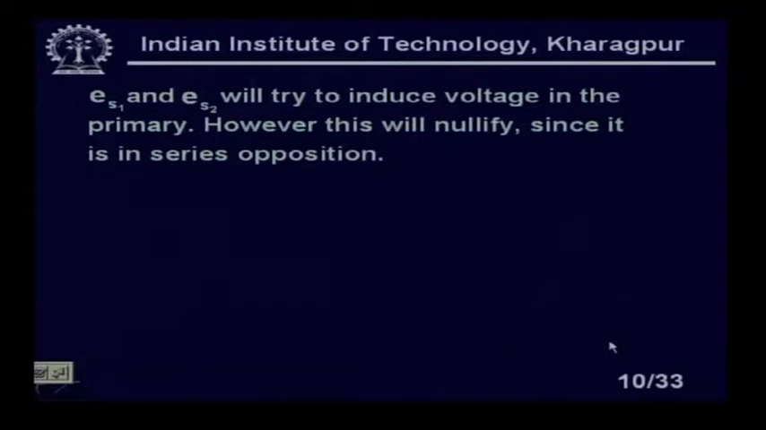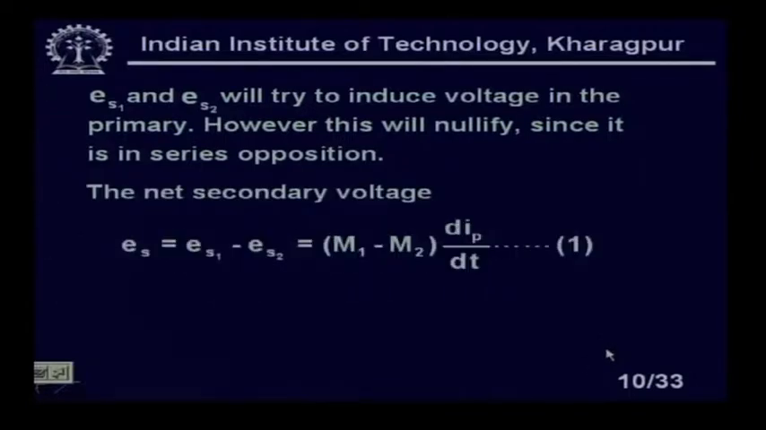So, Es1 and Es2 will try to induce voltages in the primary, however, this will nullify since it is in series opposition. So, that problem is solved. So, the net secondary voltage, Es or E naught, whatever you say, equals Es1 minus Es2. If you look at the expressions which you have seen, this will be M1 minus M2 dIp by dt, because Es1 equals M1 into dIp by dt and Es2 equals M2 into dIp by dt.